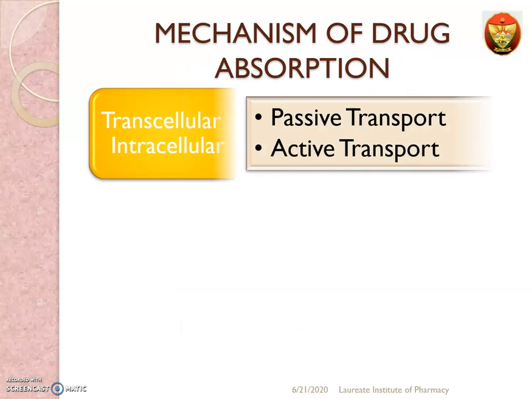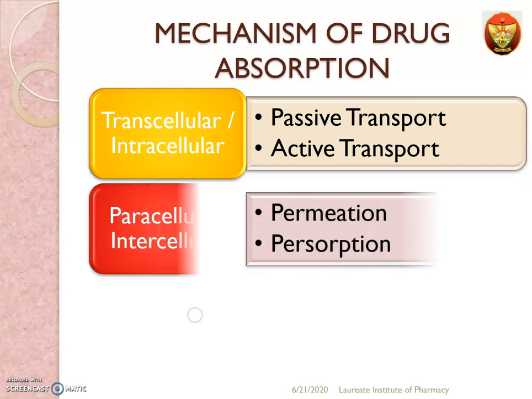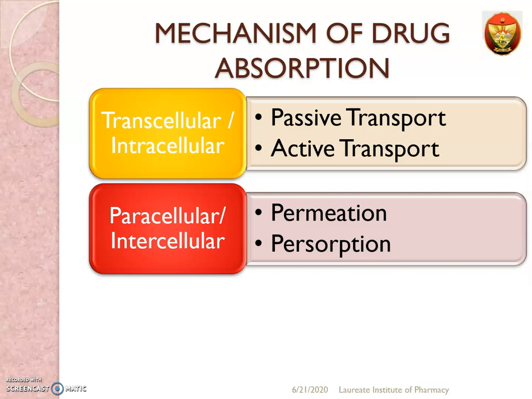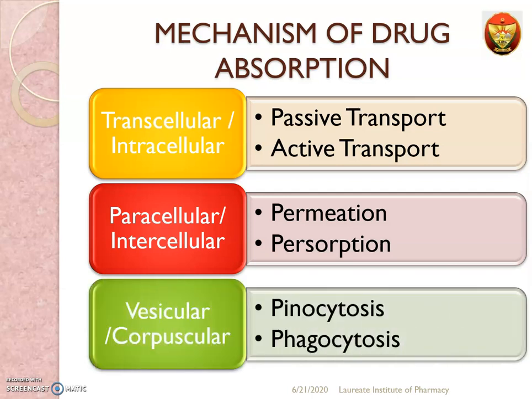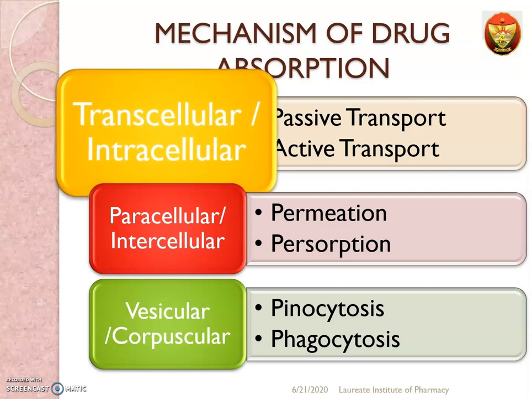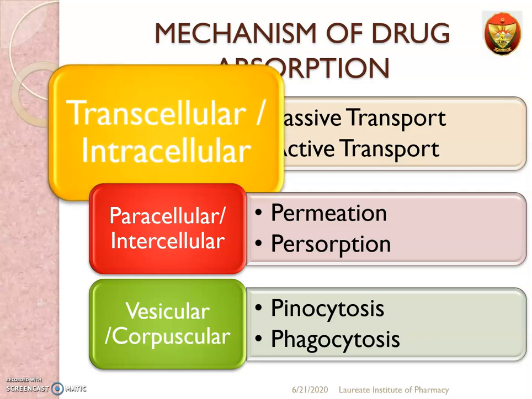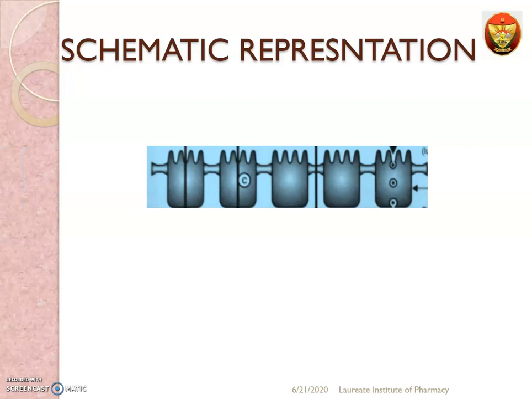Let us see the various mechanisms of drug absorption. There are basically three mechanisms. The first one is transcellular or intracellular. Second one is paracellular or intercellular, and the third one is vesicular or corpuscular. Today, in today's class, we are going to see about the transcellular or intracellular mode of drug absorption. But before that, I would like to show you the schematic presentation of how these three different mechanisms work.